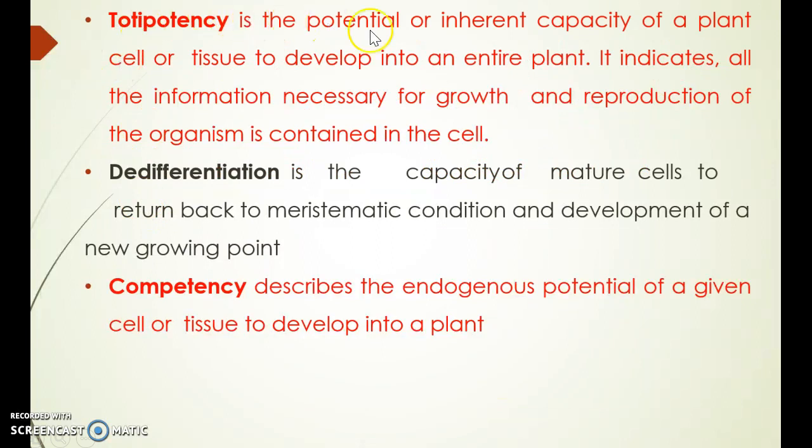Totipotency is the inherent capacity of the plant cell or tissue to develop into an entire plant. It indicates that all the information necessary for the growth and reproduction of an organism is contained in the cell. Dedifferentiation is the capacity of the mature cells to return back to the meristematic condition and development of the growing points. So what is competency? Competency is to develop into a plant.